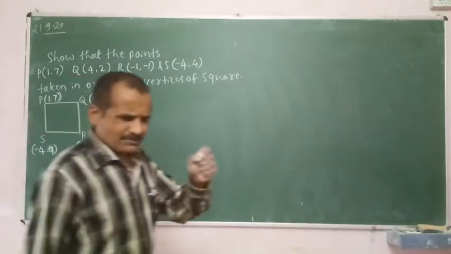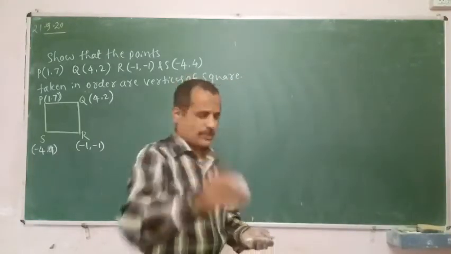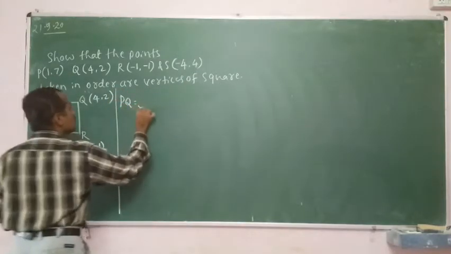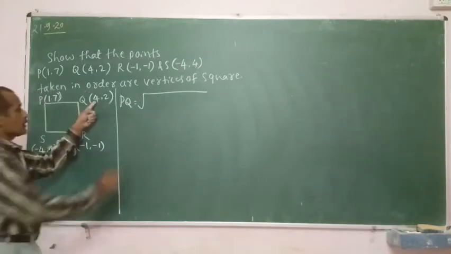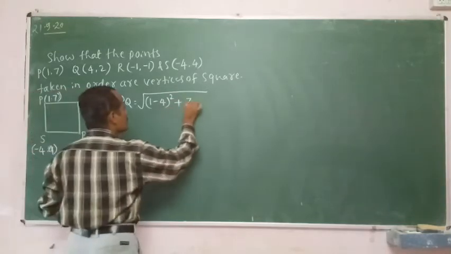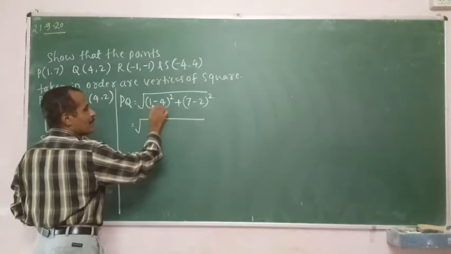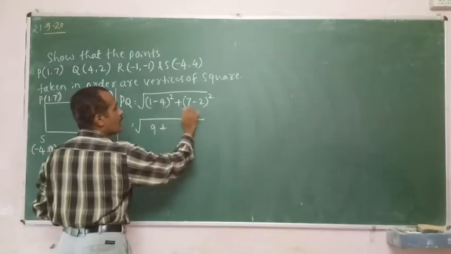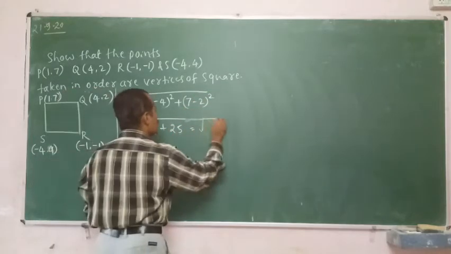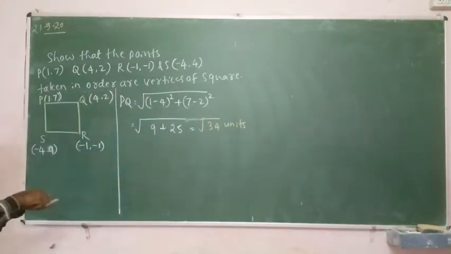My dear children, those who have understood the concept can pause the video and do it yourself. Come on, I will also start. Let me start with PQ equals under root of (1 minus 4) the whole square plus (7 minus 2) the whole square. Under root, (-3) square is 9, 5 square is 25. The answer is square root of 34 units. You got the first length.